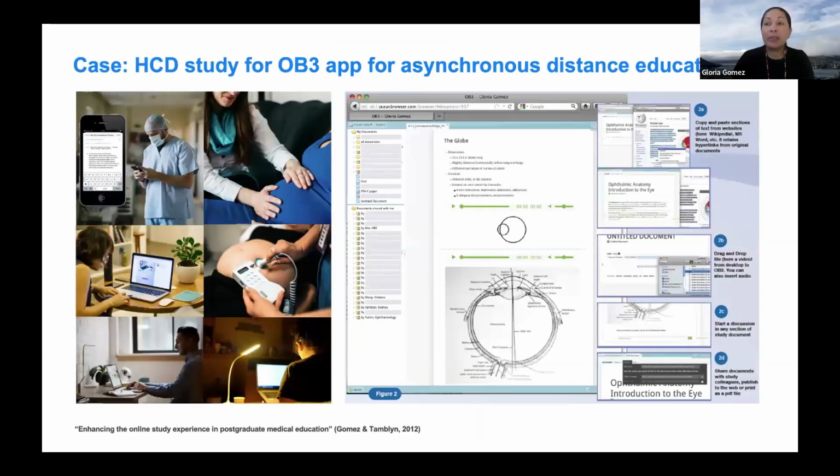In the Human-Centered Design Study of OB3, an app for enhancing online study in distance education, we needed to understand what kind of features and resources could bring about meaningful learning and foster connection with the student doctors who are time-starved, reside outside of main centers, studying while working, and/or caretaking.